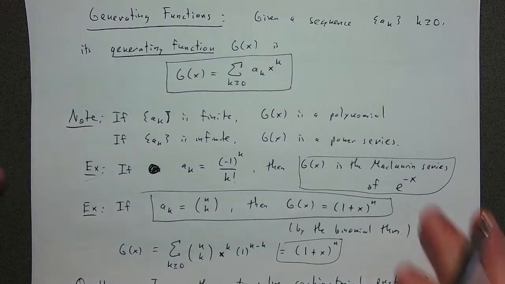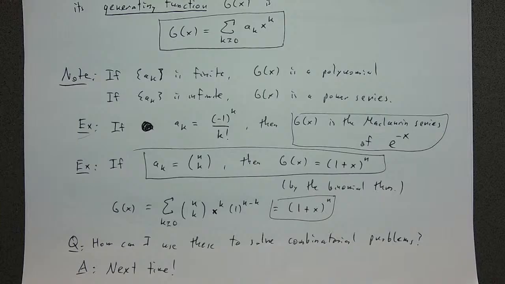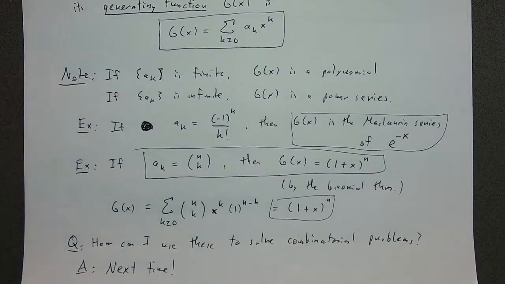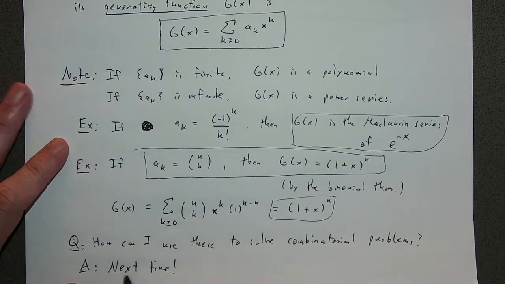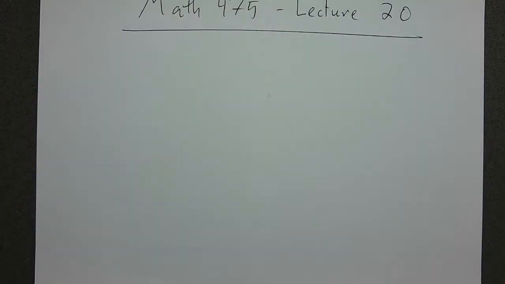Okay. Now, of course, the question that I asked at the end of yesterday's lecture was, how can I actually use this to solve combinatorial problems? And I promised that we'd do this next time. So next time is now. How do I use generating functions to solve a combinatorial problem?